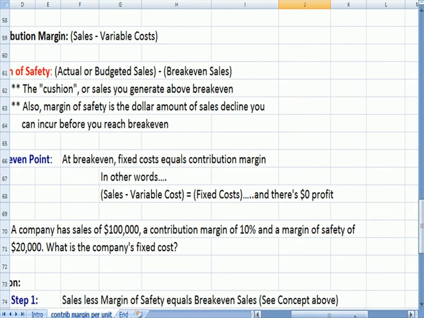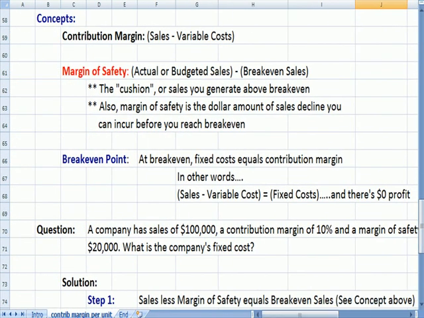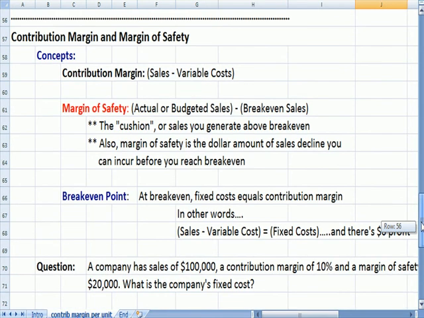The other question on this video discusses contribution margin and margin of safety, and this is an interesting take on these two concepts. First of all, contribution margin we already defined in this video. Margin of safety, though, is different. I can define it a couple of ways. Actual or budgeted sales, depending on what you're using, minus break-even sales. And there's a couple of ways to think about it. The first is it's the cushion, if you will, or the sales that you generate above break-even.